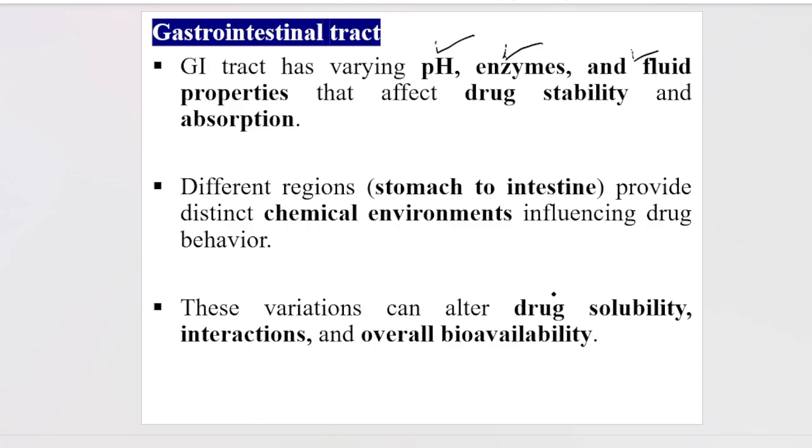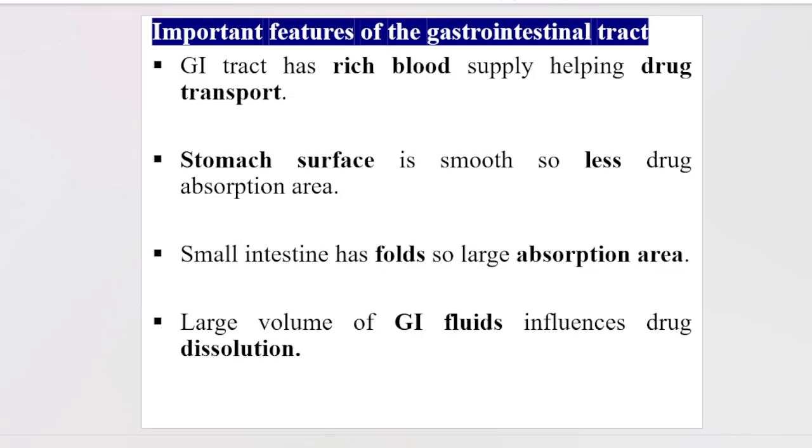So these are some of the factors: the pH of the GIT, the composition of its fluid, and again the surface area of the small intestine as compared to the stomach. The surface area of the small intestine is greater as compared to the stomach, so therefore drug absorption is greater here. So all these factors affect the absorption process, and today we will discuss all these things in detail. So let's start with the features of the gastrointestinal tract.